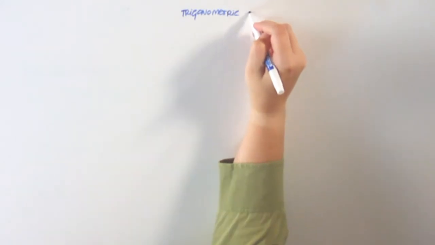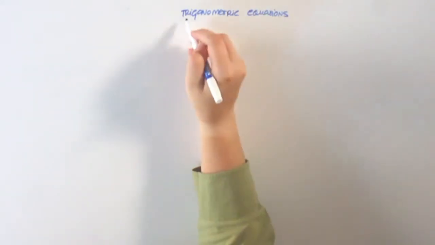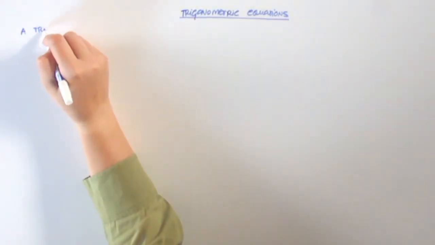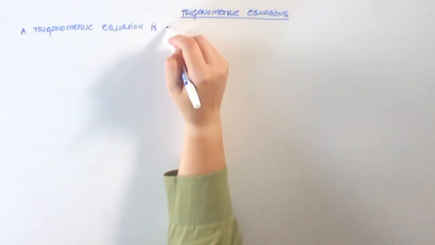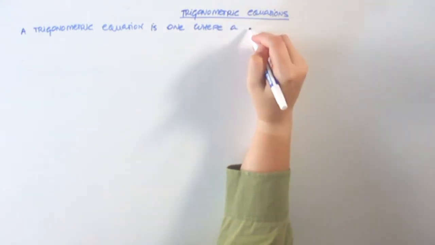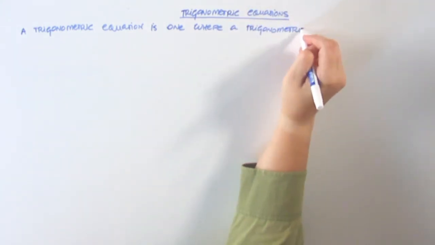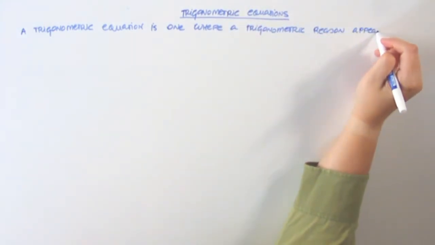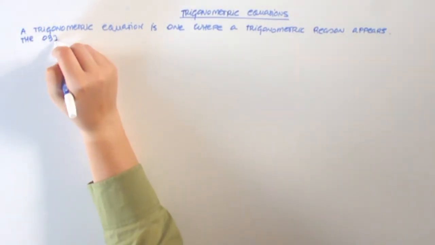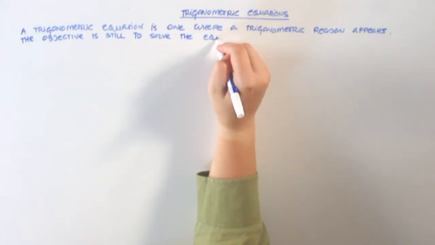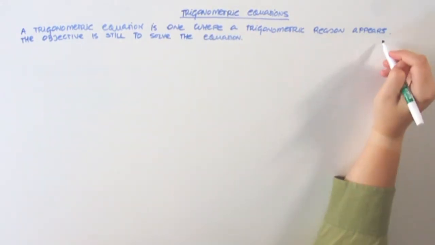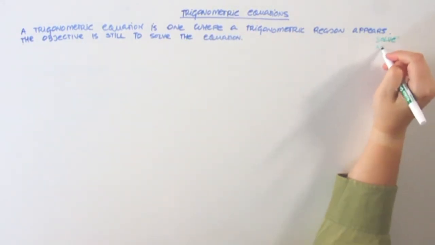As usual, I will give you a how-to guide step by step, and then we'll make an example together. A trigonometric equation is one where there is a trigonometric ratio, a sine or a cosine, something like that. But the objective is still to solve the equation, and that means solving for the variable in the equation. Remember, solve is getting to x equals a number.